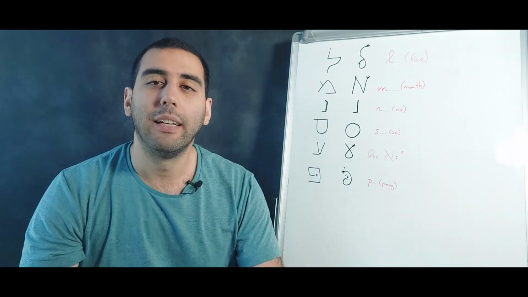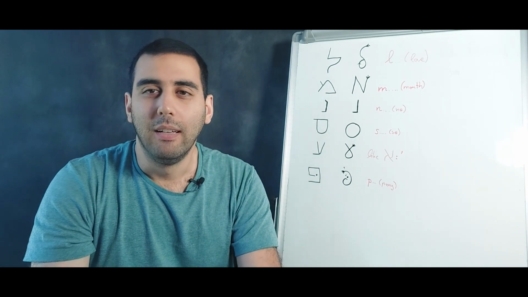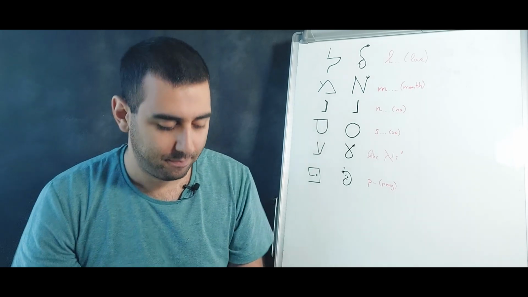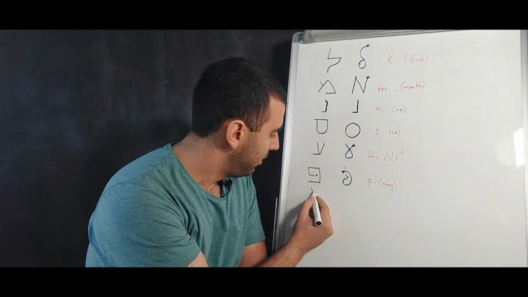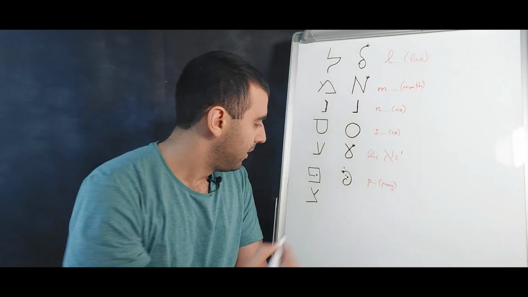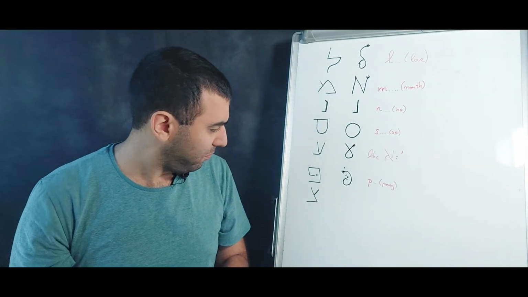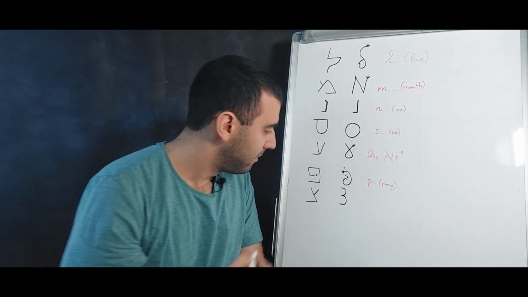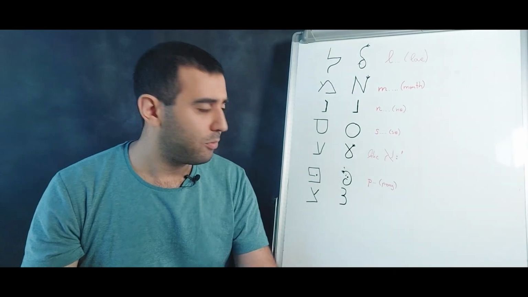So the next consonant looks a little bit strange, and it's called tzade. Tzade. Okay, so you write it like that. So in written form, it looks like a 3. So that's the tzade in written form. And how do you pronounce it?